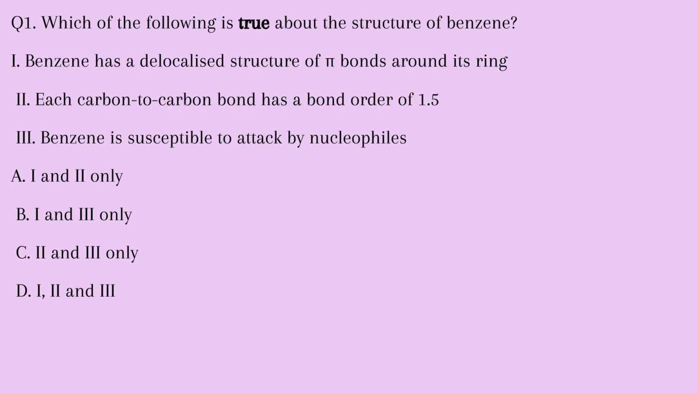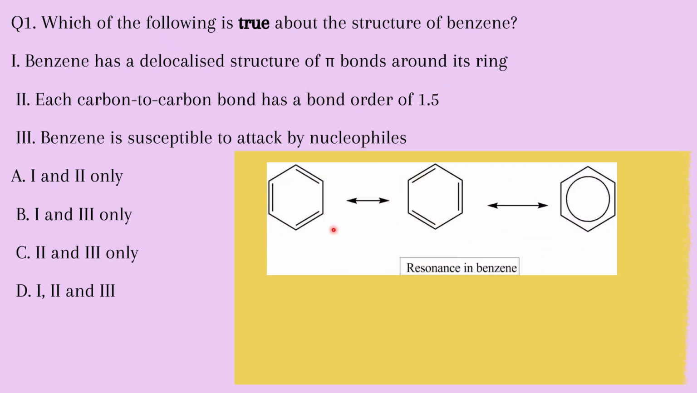Now let us check the question. Question 1 is, which of the following is true about the structure of benzene? The first statement is benzene has a delocalized structure of pi bonds around its ring. We have discussed that this is the benzene ring, and here is the resonance hybrid, which shows that the pi electrons are continuously delocalizing. So this first statement is absolutely correct.